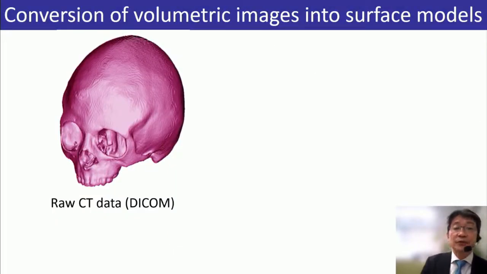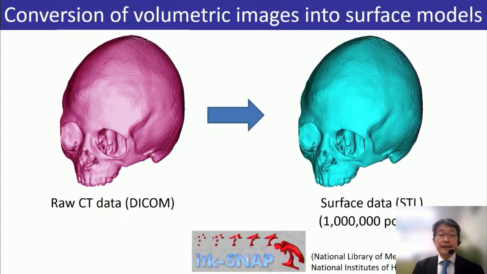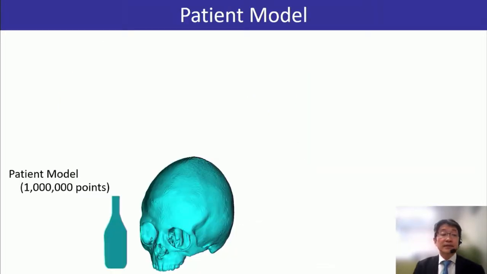And I'm showing how we can manipulate the data. This is the original raw CT image in DICOM format. From this data, only the surface data was extracted as STL data using this software. At this moment, the patient sample data have 1 million points. But it is too huge to be manipulated, so we have to downsize the data. And we are also showing the image of the bottles here.